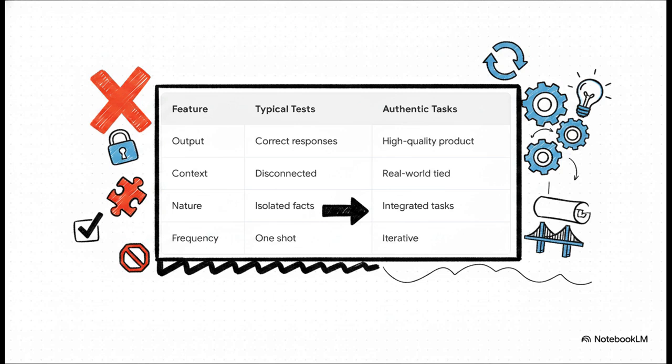Authentic tasks, on the other hand, demand a high-quality product or performance. They're tied to real-world constraints, involve integrated complex challenges, and they are iterative. That means students actually get to refine their work. It's a complete paradigm shift from simple recall to complex integration.